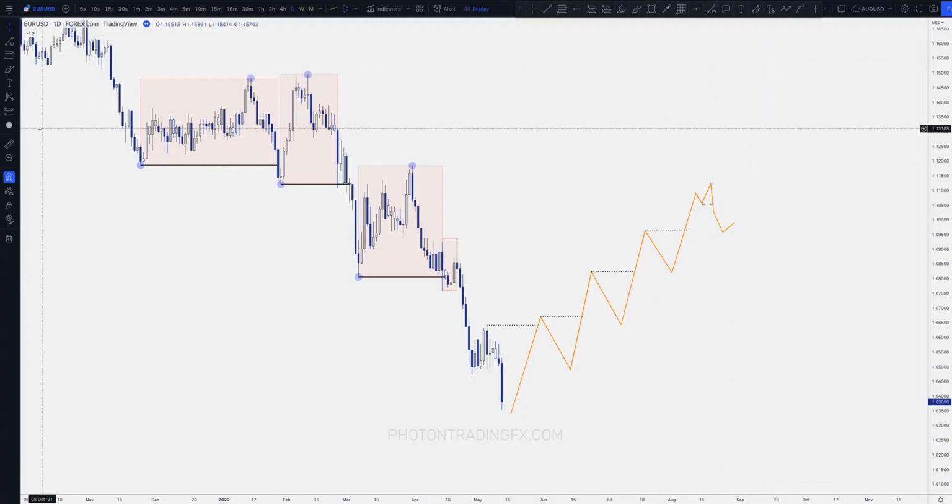Let's use these dots. So this is like the internal structure. Okay, that's not going to work for me, so I'm not going to bother with that. It's a bit glitchy in TradingView.